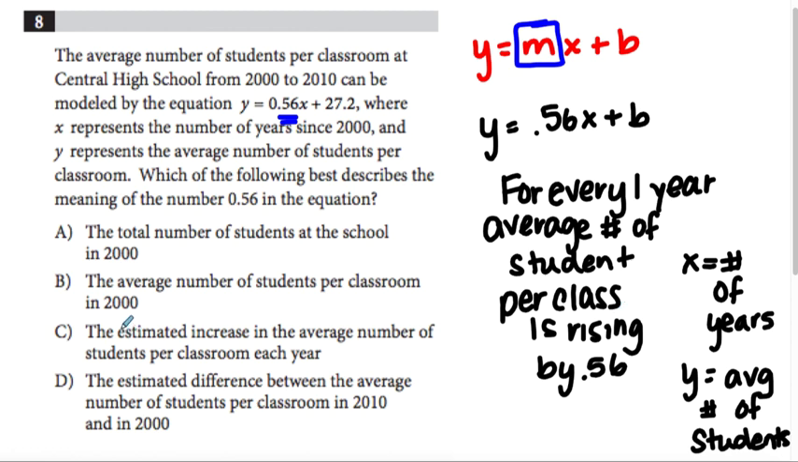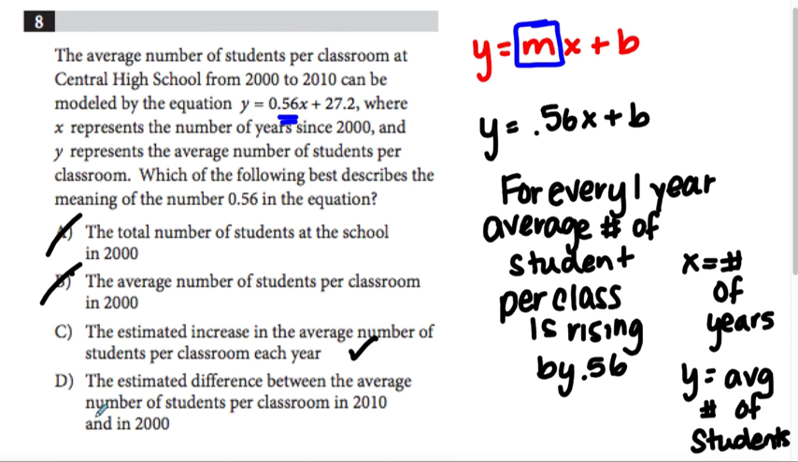So let's look at the answers here. We've got that 0.56 represents the total number of students at the school in 2000. No, that's the starting amount, so that's not the average rate of change. The average number of students per classroom in 2000? No, that's just the starting value of the number of kids in the classroom. So we're looking for the rate of change per year. The estimated increase in the average number of students per classroom each year? Yep, there you go.